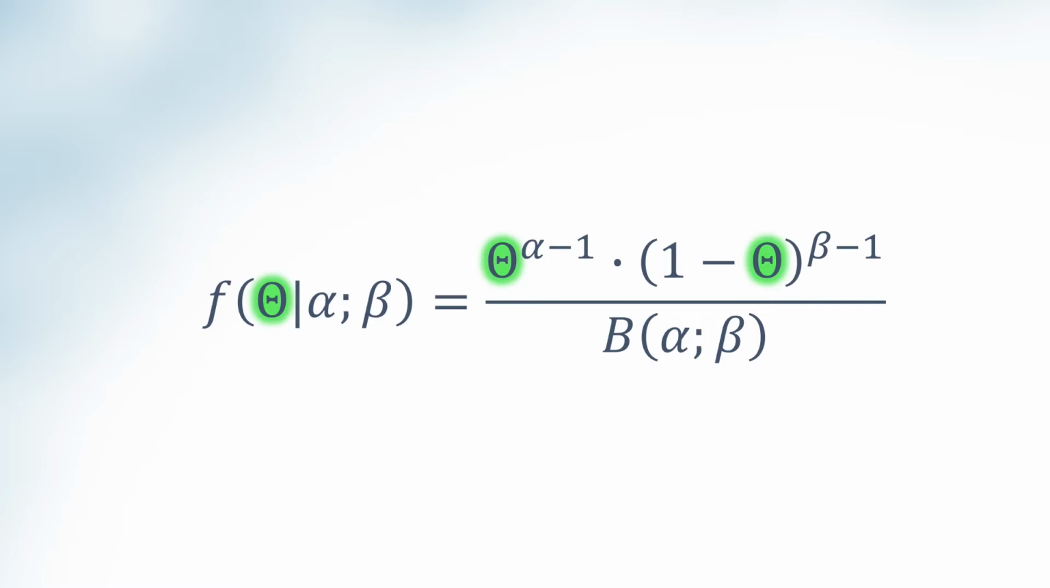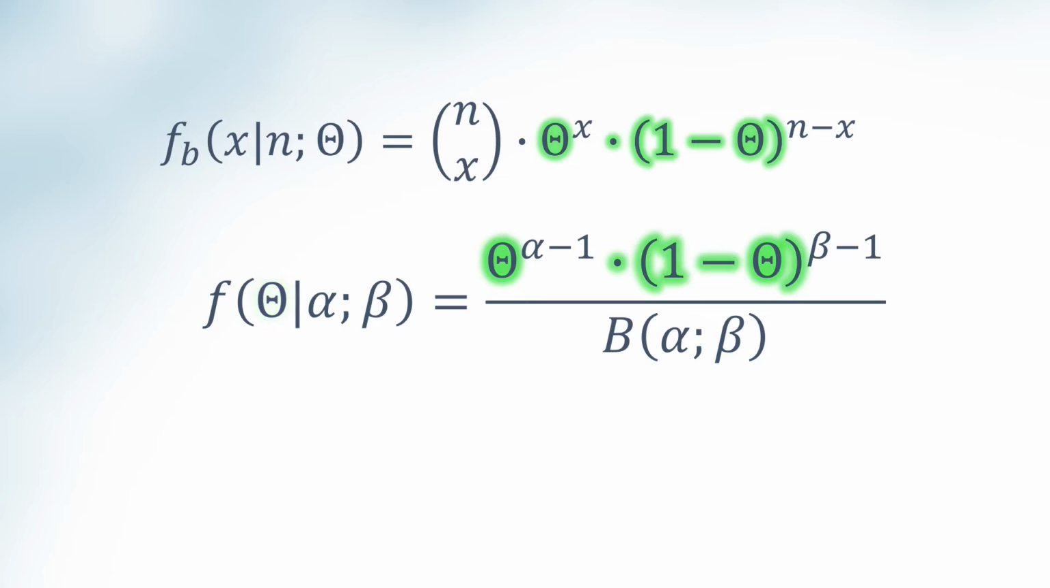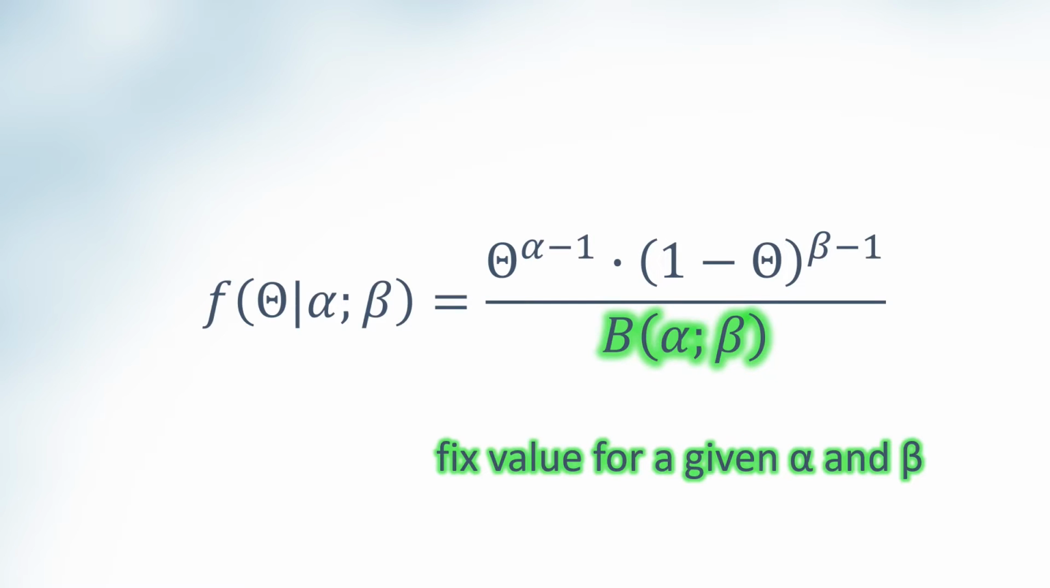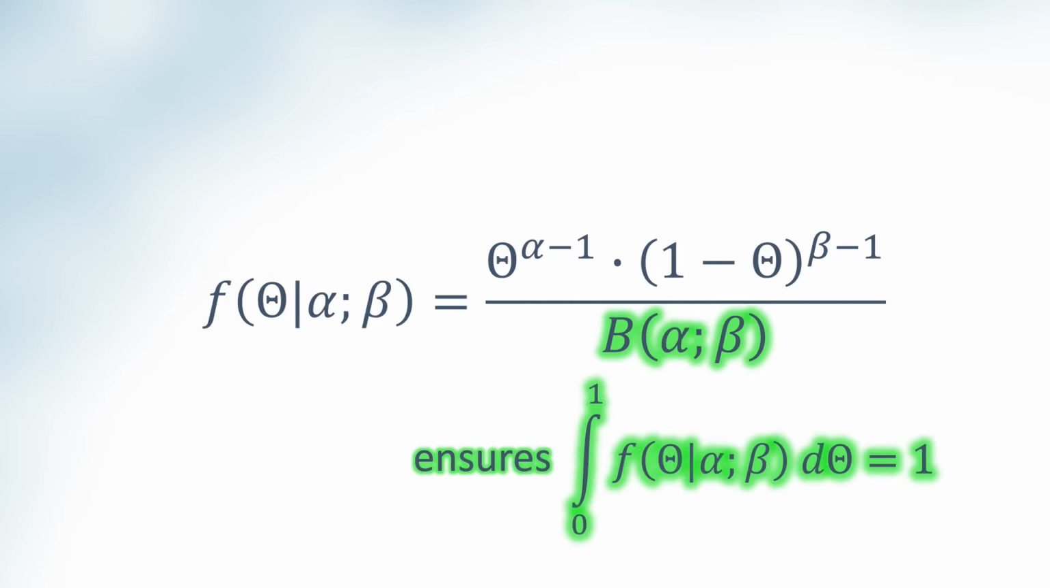I also prefer to keep the theta as it helps us recognize some resemblance to the binomial distribution within these components. The parameters are alpha and beta, and we find them in the exponents over here, as well as in this term in the denominator. The denominator term is known as the beta function and actually just holds a fixed value for a given alpha and beta. It ensures that the beta distribution is in fact a probability density function. In other words, it makes sure the integral from 0 to 1 equals 100%.